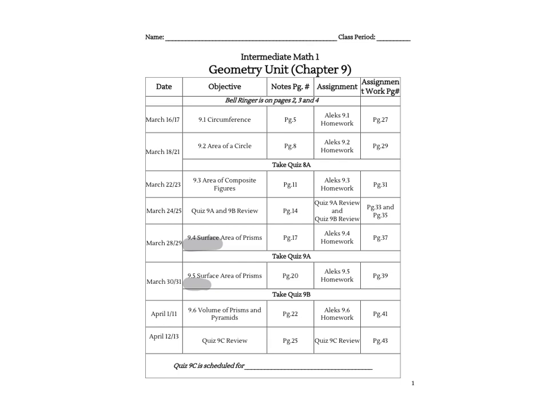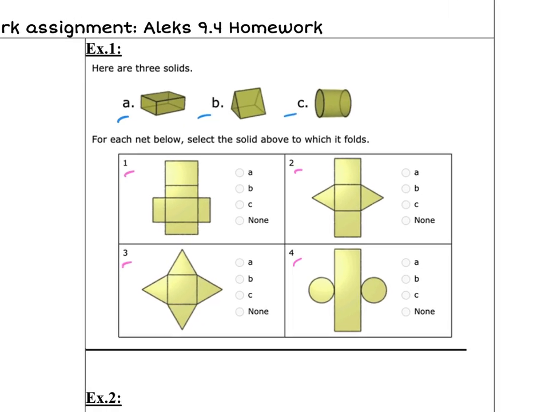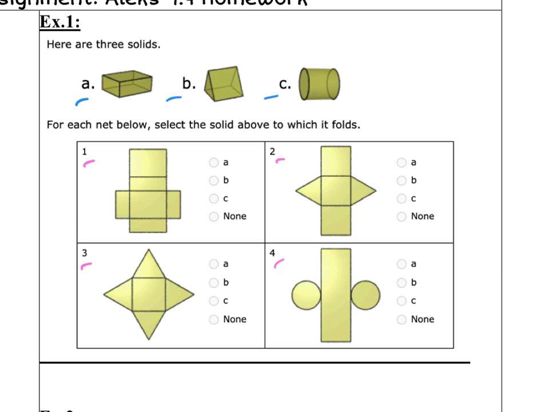Let's look at what we have for today. Let's get into this. What we're trying to do here is match A, B, and C with 1, 2, 3, or 4. We're trying to see if you understand what this net means. These are called nets. What this means is if we unfolded this three-dimensional shape, which shape would we get? So let's look at some hints.